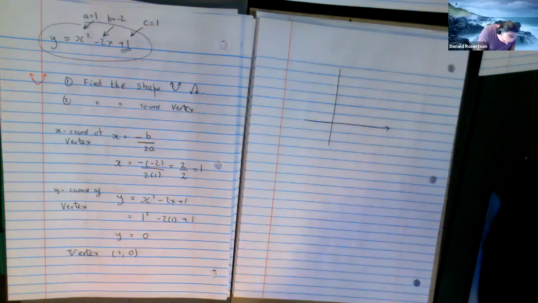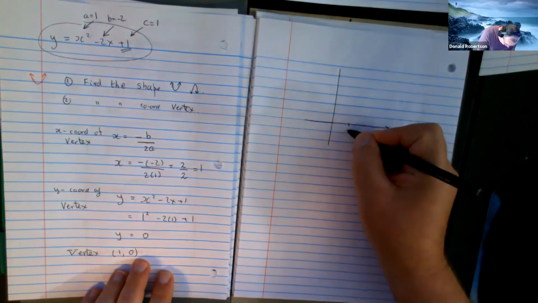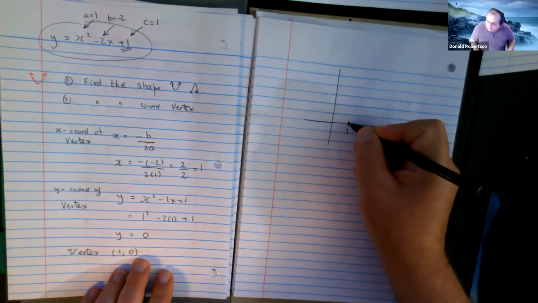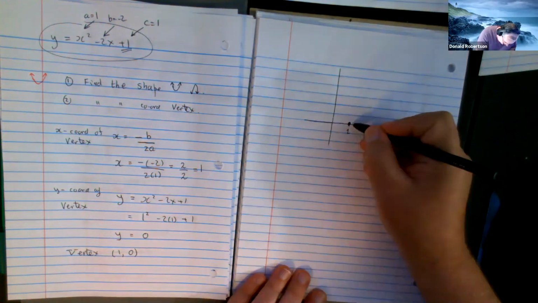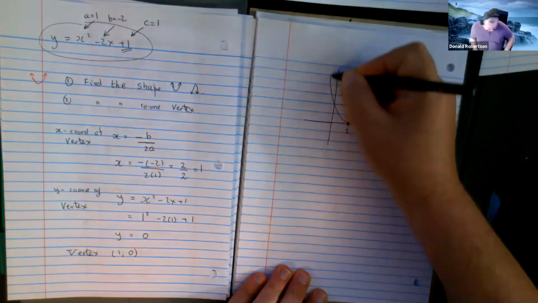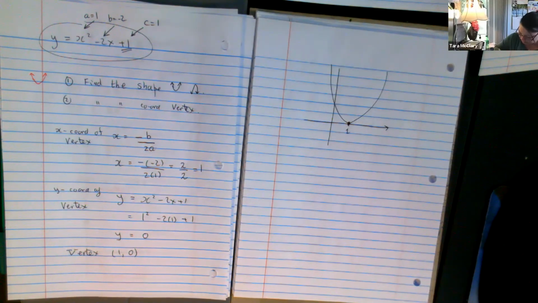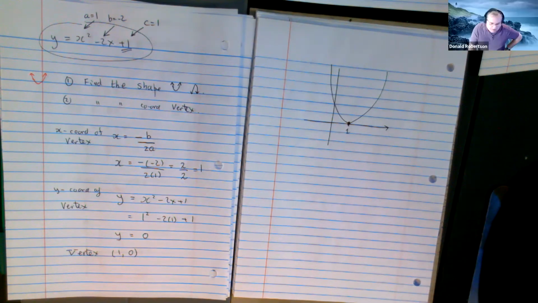Once you've got those two pieces of information, you can do a pretty quick sketch. You plot the vertex, which is at 1, 0. Do you notice how the vertex is now shifted to the right? It's at 1, 0, and it's a happy face. Are we good on that? 1, 0, happy face.